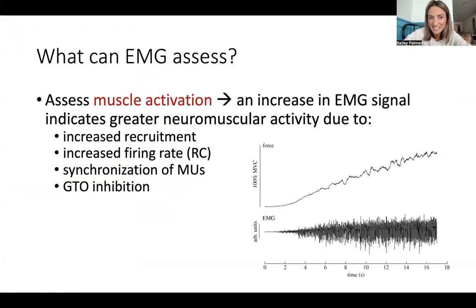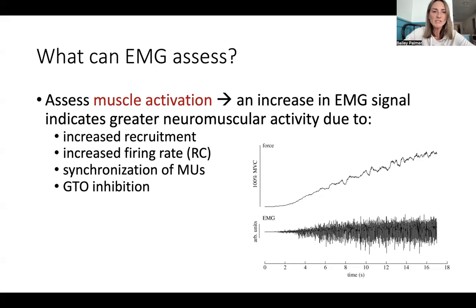So what does EMG assess? It assesses muscle activation, but that's all it really does at first. Once we get this raw EMG recording, it basically just says the muscle was active. We usually have to compare it to some other type of data, like temporal data, kinematic data, kinetic data, something else to get an understanding of what this EMG recording actually says.